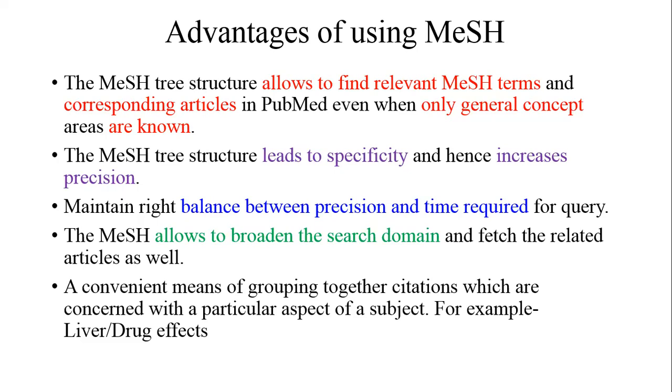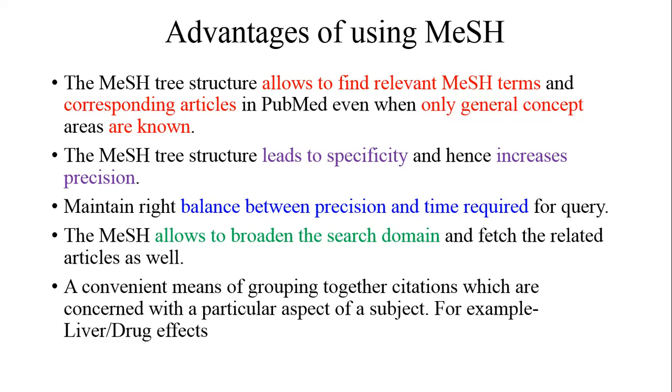Using this MeSH term also gives you the advantage that it allows you to broaden the search domain. Due to the broadening of your search domain, you would be able to fetch the related articles as well, right? So if you search for stomach cancer, you would also get articles related to other gastrointestinal disorders or cancers. That gives you the freedom to have a broad search domain as well.